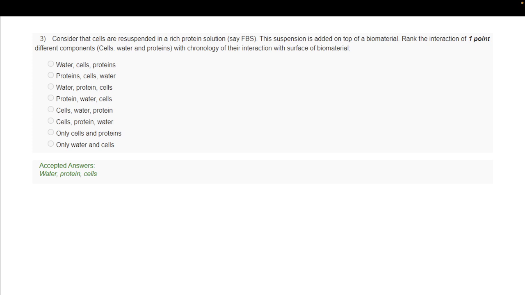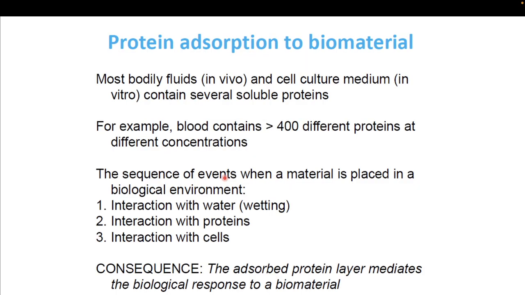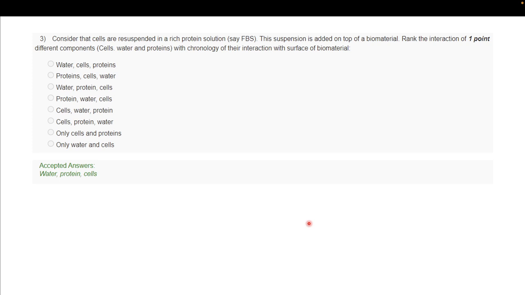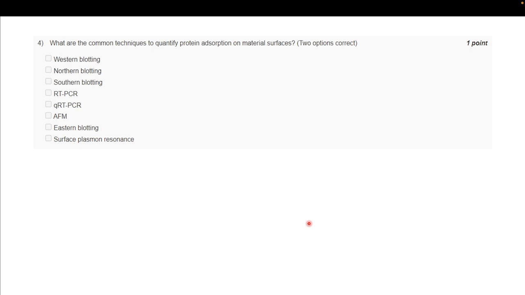Pretty straightforward, as we just discussed, the way things will interact with biomaterials depends on the abundance of these things. If you place a biomaterial in a solution, most of the solution in the body, or let's say in this case FBS, is going to be water. So it's easier for water to first interact with the surface. Then proteins are more in number compared to the cells, so proteins will then interact, and then depending upon what proteins are interacting, your cells will interact with the surface. So yeah, this is pretty straightforward. I'll move towards the next question.